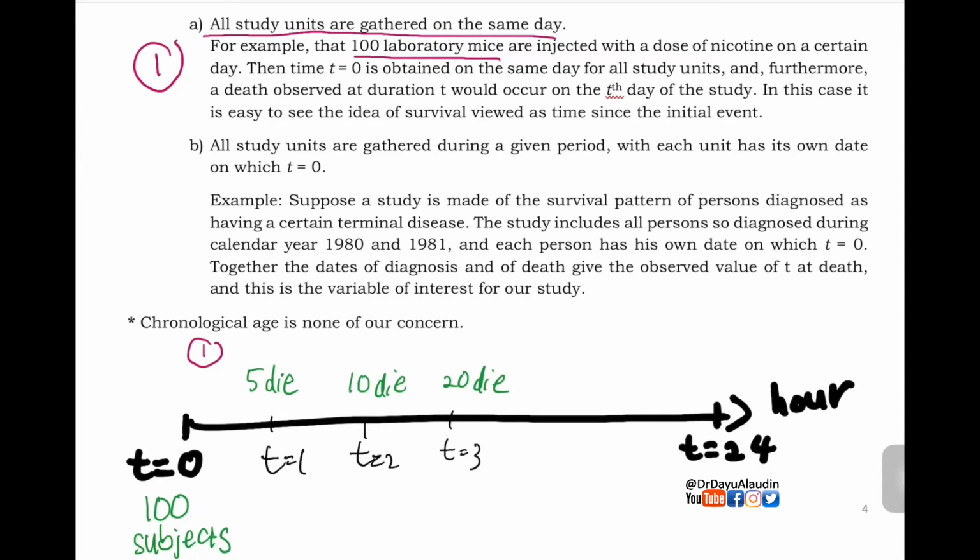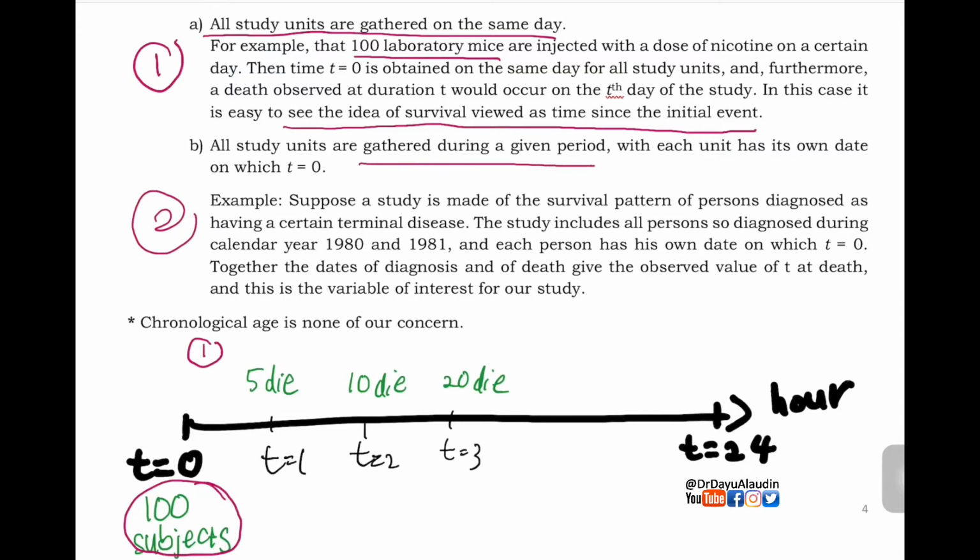The idea for this kind of method is to view survival as time since the initial event. Okay, second method. All study units are gathered during a given period, with each unit having its own date for t equal to 0.